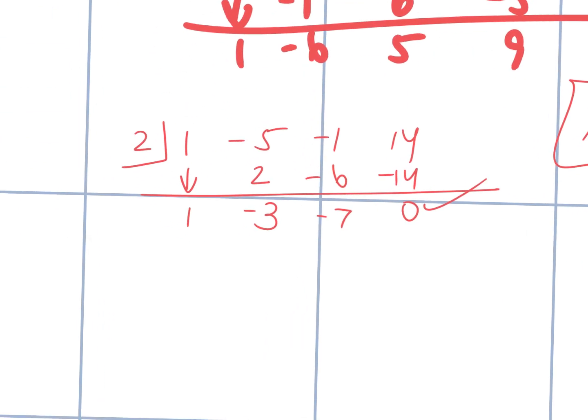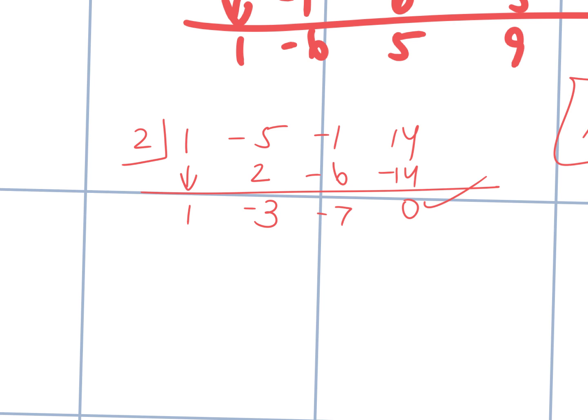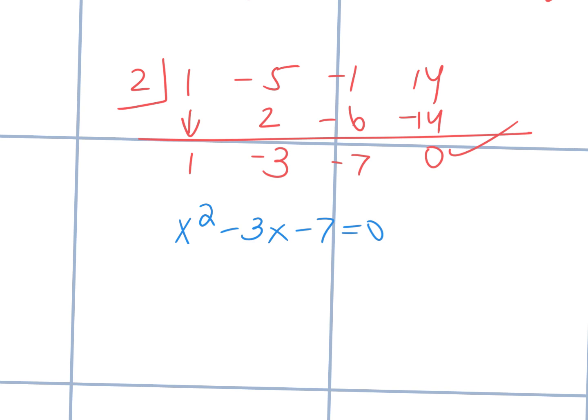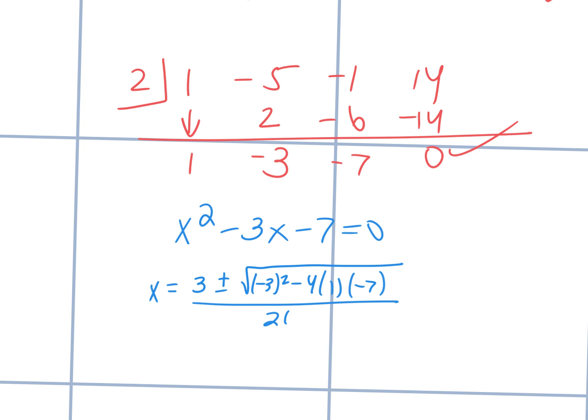Now, we've done this 50,000 times. What do I do with what's left over here? How do I write that? X squared, perfect. Minus 3x minus 7 equals 0. We cross our fingers and hope and pray that it factors. Does it? No. So, quadratic formula. Negative b, so positive 3 plus minus the square root of -3 squared minus 4 times 1 times -7, all over 2 times 1.